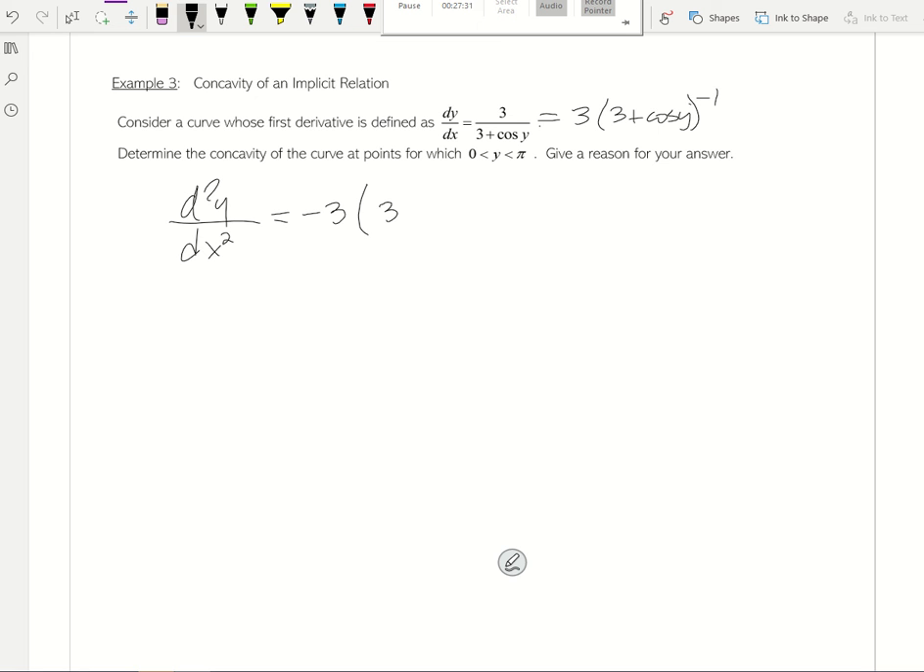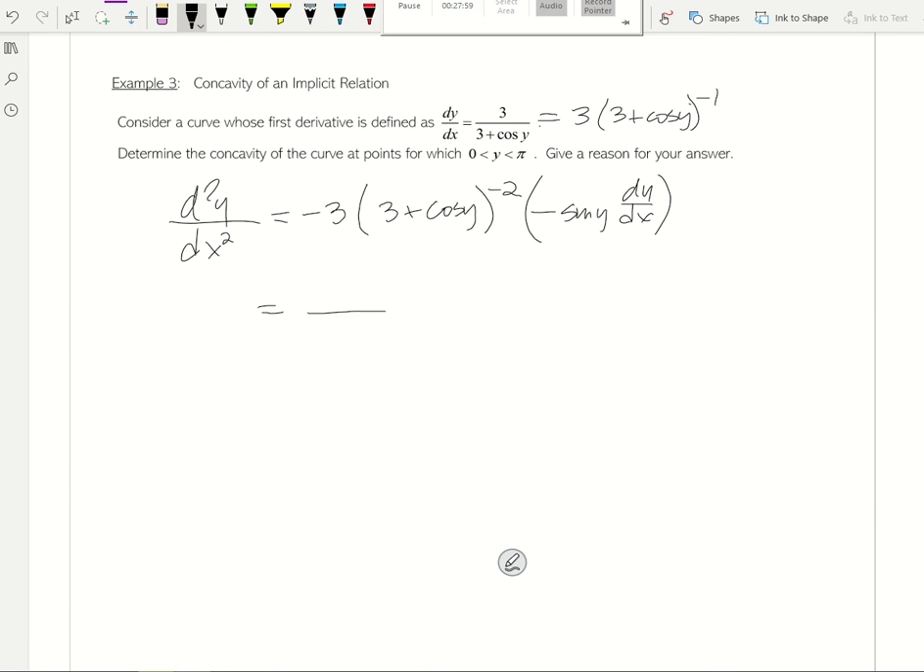The inside stays the same. Yes? And that's to the power of -2. Then you've got to find the derivative inside. The derivative of 3 is 0. The derivative of cos y is negative sine y times dy/dx. And again, we're going to substitute dy/dx back in, right?